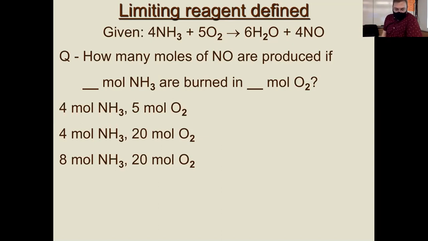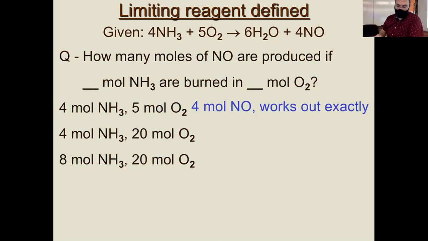Okay. So what if you have 4 moles of ammonia and 5 moles of oxygen? How many moles of nitrogen monoxide would be produced? The first one's easy. So if you got 4 moles of ammonia and 5 moles of oxygen, how many NOs could you make? 4. Because you would not have anything in excess, and nothing is limiting. Each equation says that for 4 ammonias and 5 oxygens, you get 4 NOs. So with 4 ammonias and 5 oxygens, you get exactly 4 moles of NO.